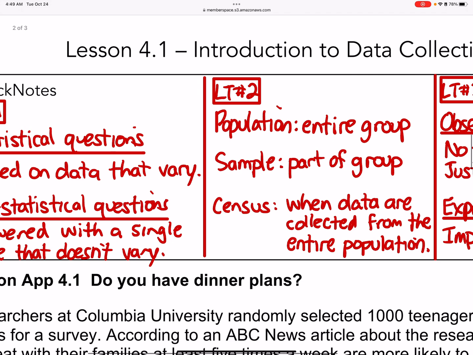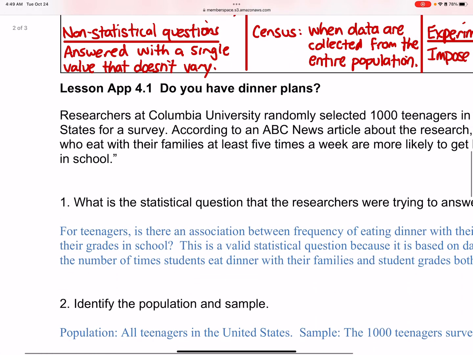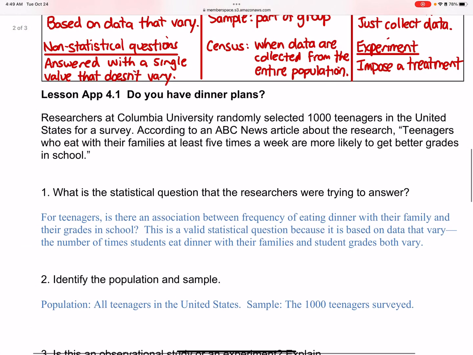The check for understanding is, let's look at these here. Researchers at Columbia University randomly select 1,000 teenagers in the United States for a survey. According to the ABC News article about the research, teenagers who eat with their families at least 5 times a week are more likely to get better grades. What statistical question do you think the researchers were trying to answer?